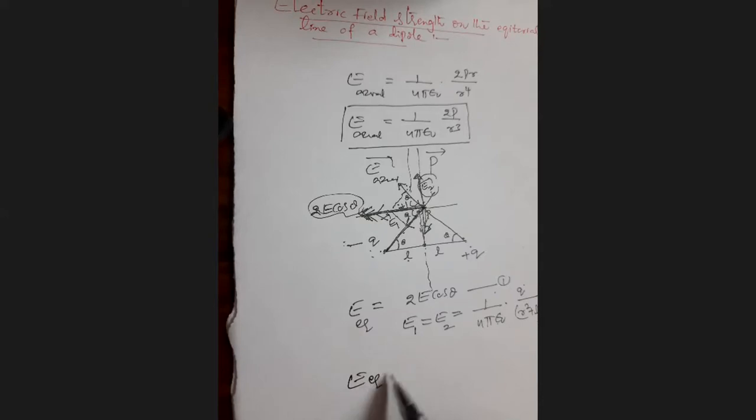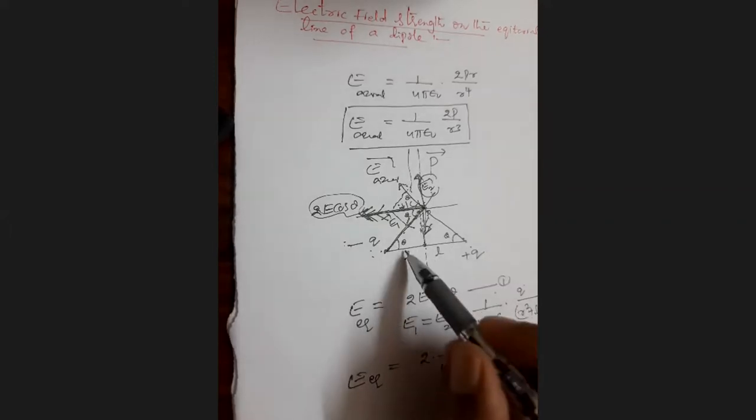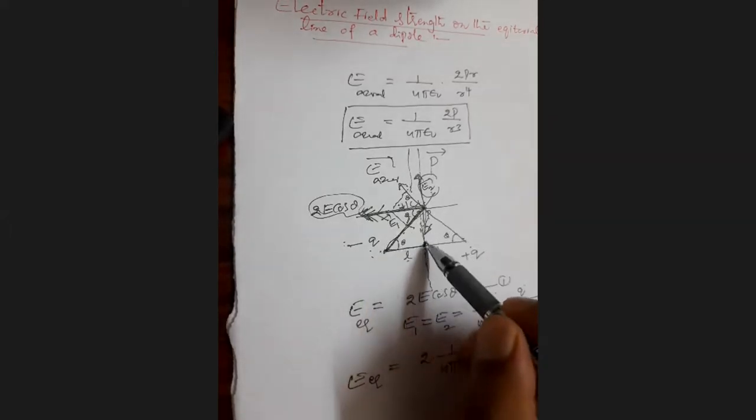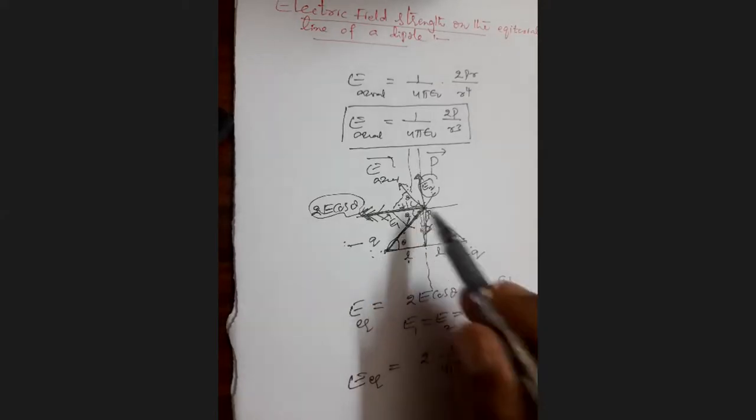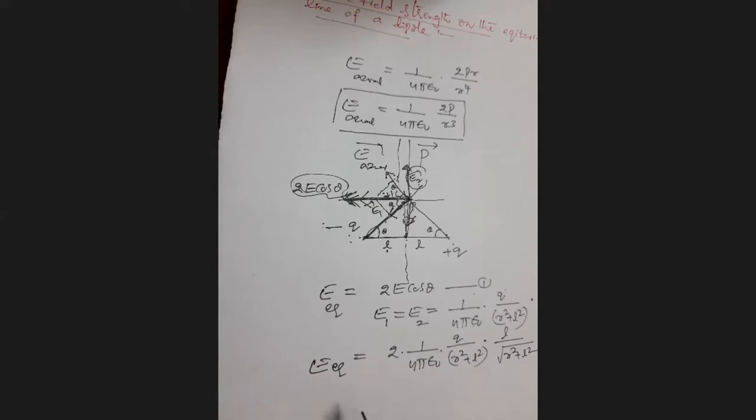Then we write E equatorial equals 2 into 1 by 4 pi epsilon naught q by r square plus L square, into cos theta. Cos theta, you consider this triangle. Cos theta equals adjacent side by hypotenuse, that is how much? L by root of r square plus L square. This gives 1 by 4 pi epsilon naught, q into 2L by r square plus L square whole power 3 by 2.